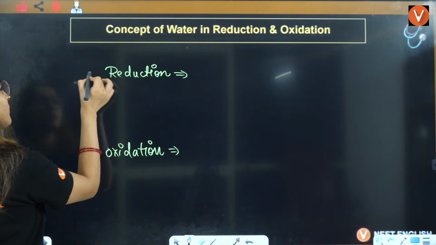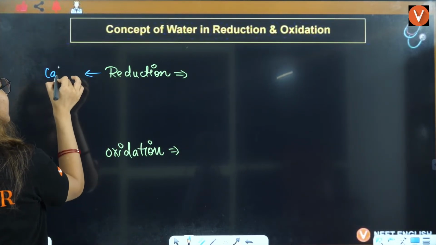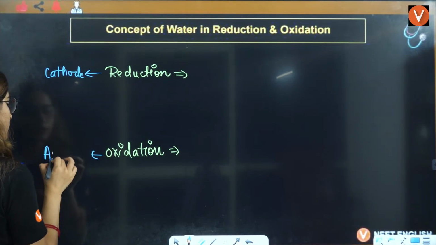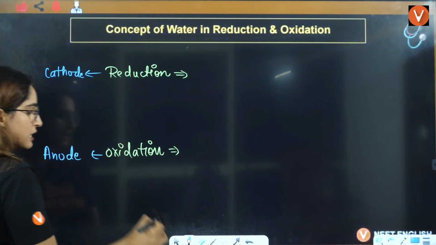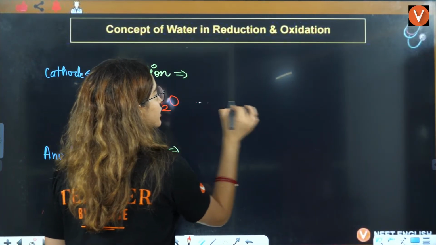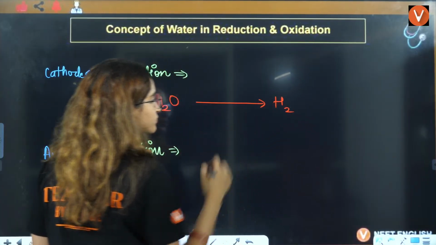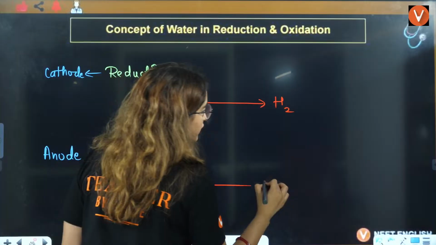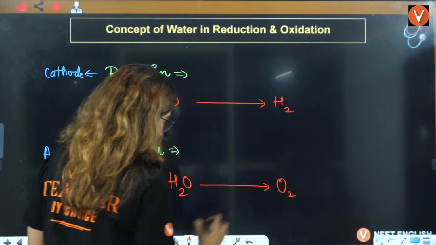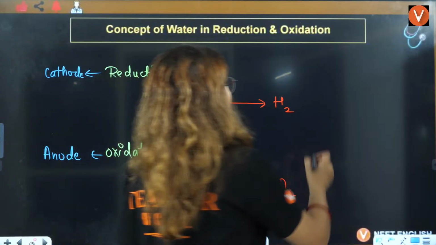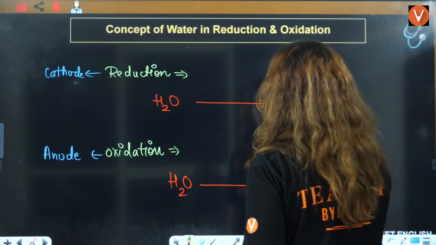That means reduction you will see at the cathode and oxidation you will see at the anode. Now, when water is undergoing reduction, it gets converted to H2; it will gain the electrons. When it is undergoing oxidation, it will lose the electrons and get converted to O2.